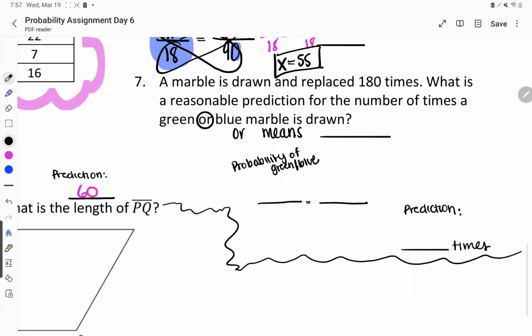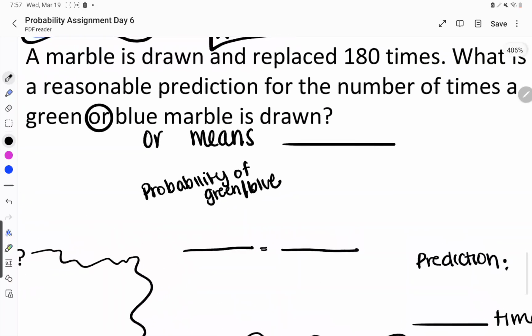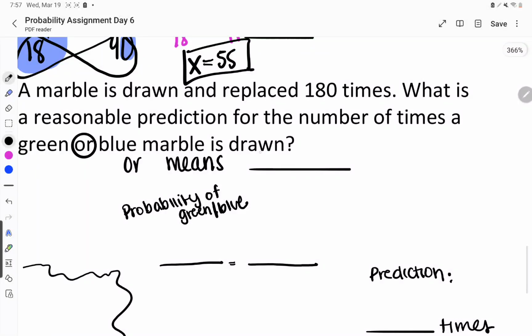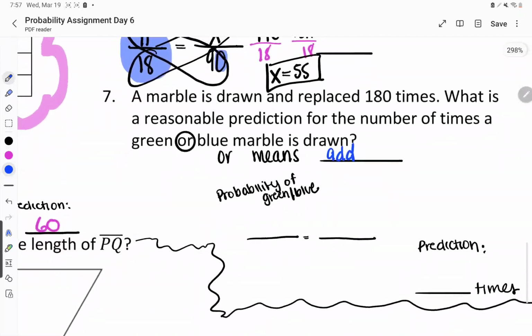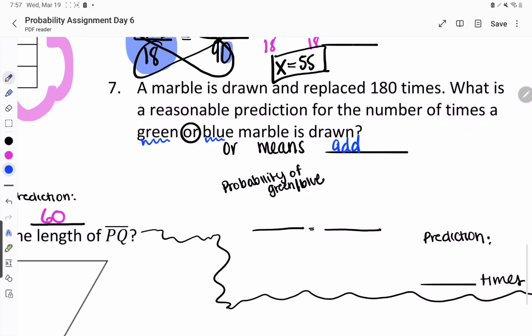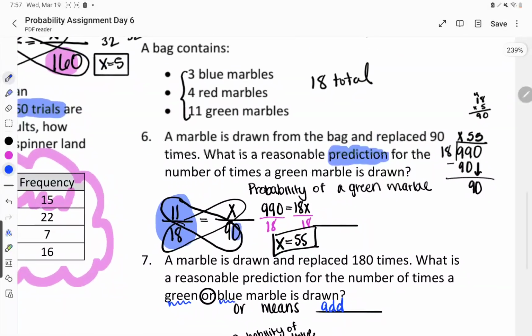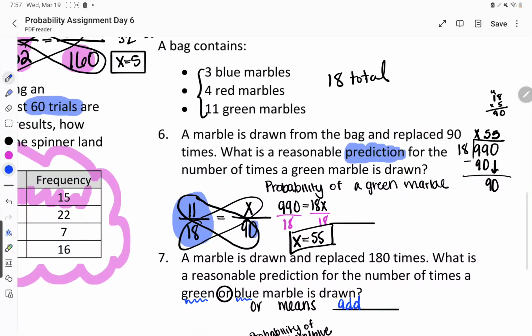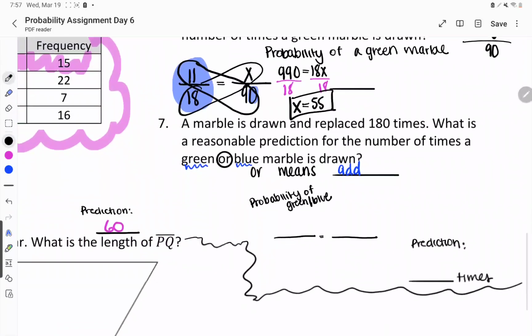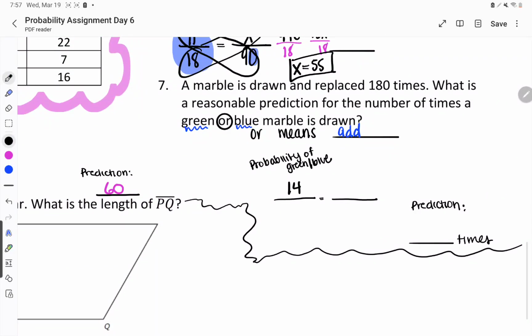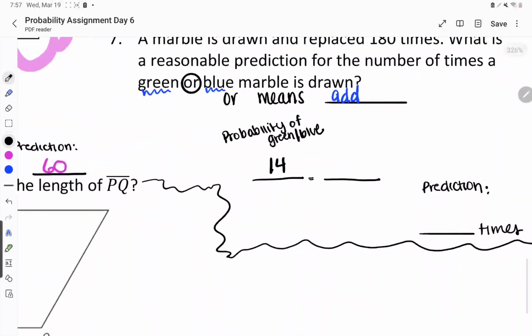All right, so this one says a marble is drawn and replaced 180 times. What is a reasonable prediction for the number of times green or blue marbles is drawn? Or means that we have to do what? Or means that we add. So I'm going to add my green and I'm going to add my blue, because I'm okay with getting either. So I'm okay with drawing a total of 14 marbles out of that bag. So that's 14, and then there are a total of 18 marbles.